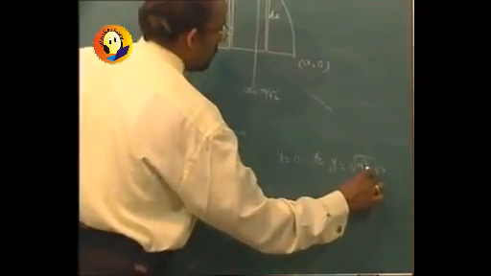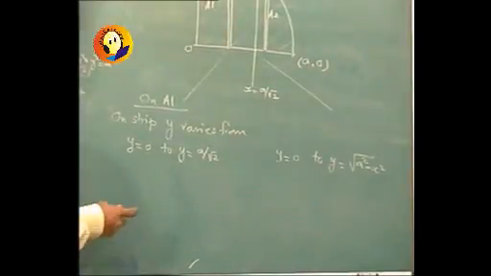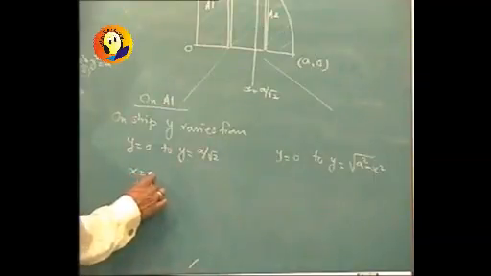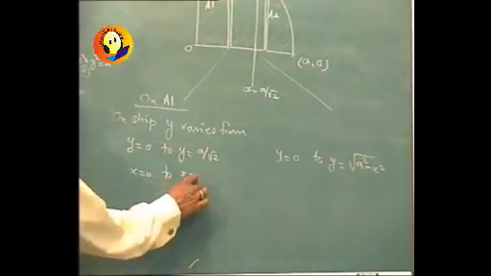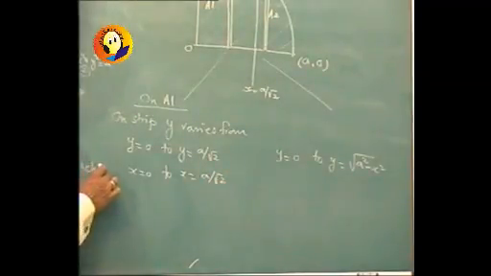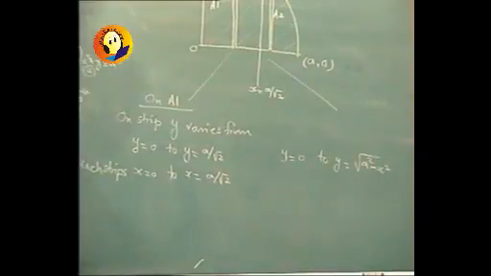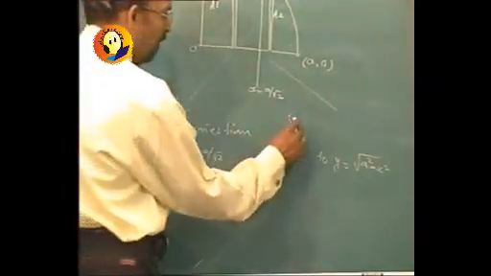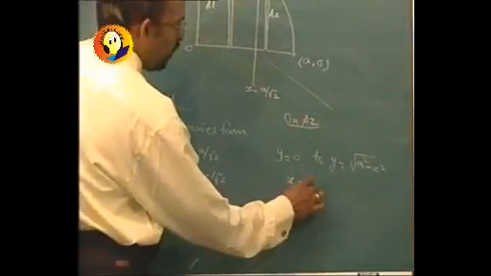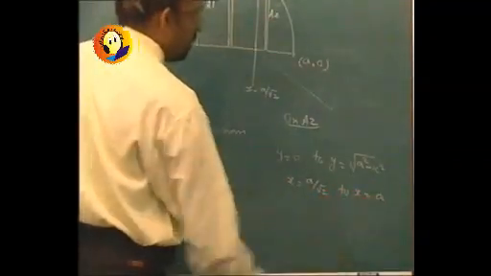I have found this particular value from the equation of the circle, and such strips are taken from x equal to 0 to x equal to a upon root 2. So such strips are from x equal to 0 to x equal to a upon root 2 on area 1, whereas on area 2 it will be from x equal to a upon root 2 to x equal to a.